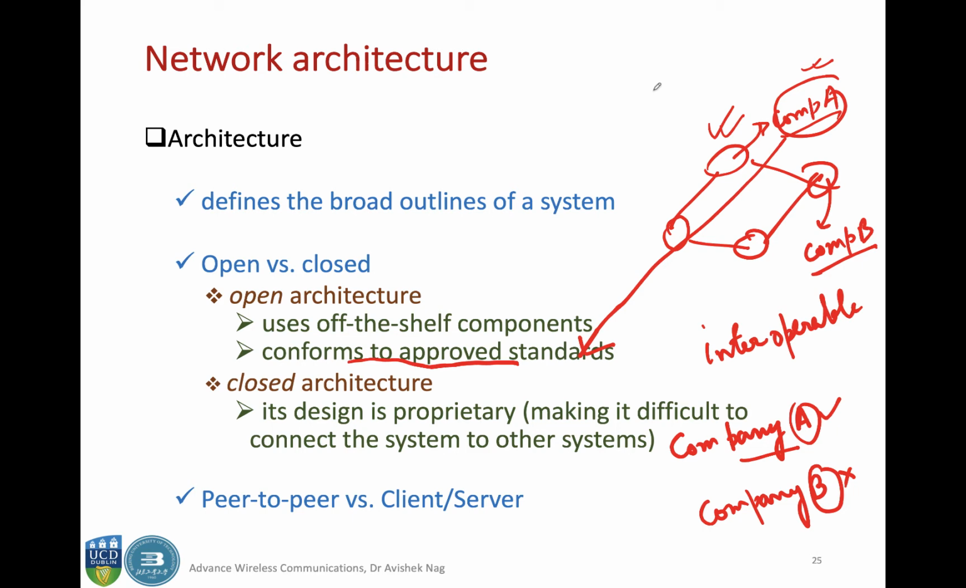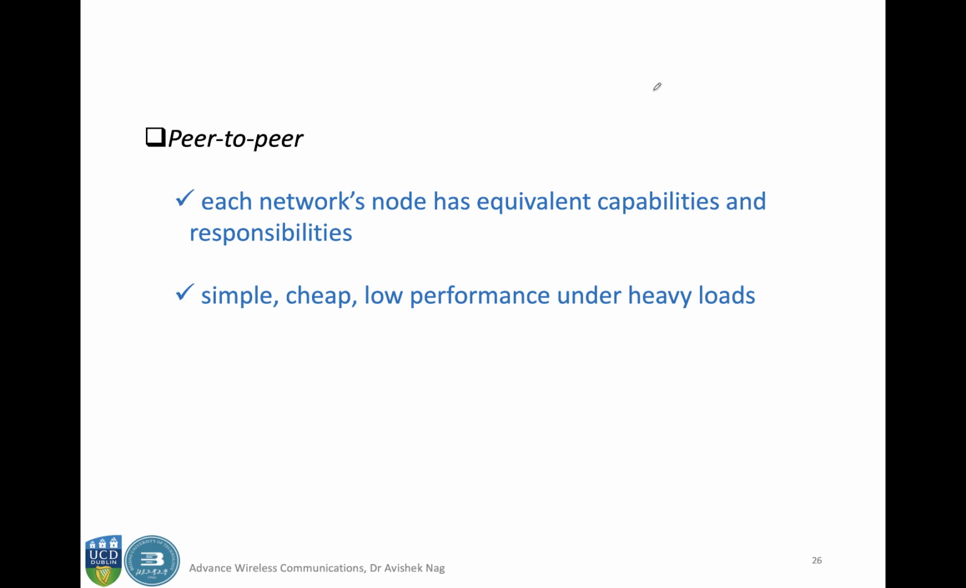Then you can have peer-to-peer versus client-server architecture. In a peer-to-peer case, each network's node has equivalent capabilities and responsibilities, and it's usually simple, cheap, but low performance under heavy loads. One example of a peer-to-peer network is the Bitcoin network. This is a classic example where there is no centralized authority that controls the nodes. Each node has equivalent capabilities and responsibilities.